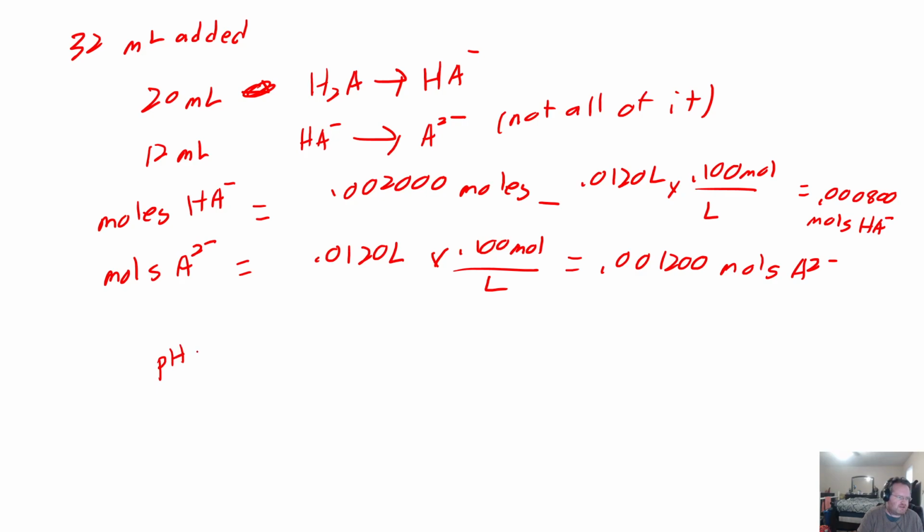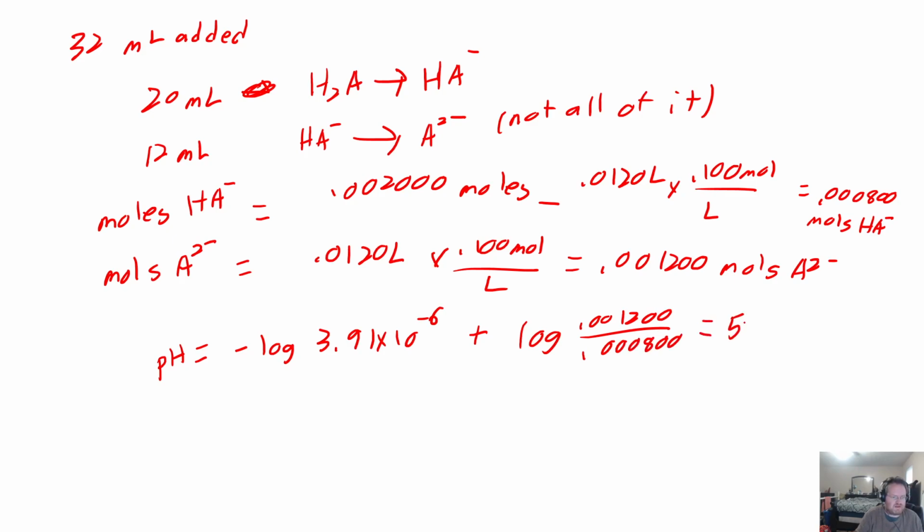Again, we can use Henderson-Hasselbalch. We're in a buffering region. And because we're using Henderson-Hasselbalch, we don't have to calculate the concentrations. We can leave it in moles, and we'll be fine because they're in the same container. So we've got the negative log of Ka2 plus the log of 0.001200 over 0.000800. That gives us a pH of 5.79. There we go. 32 milliliters added.